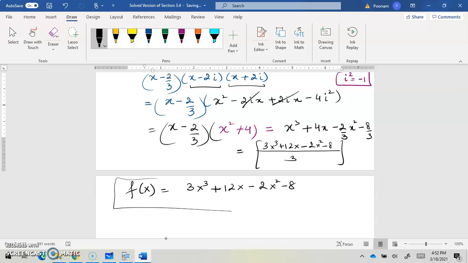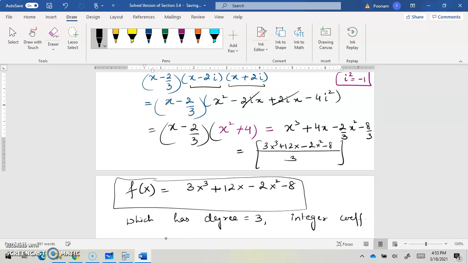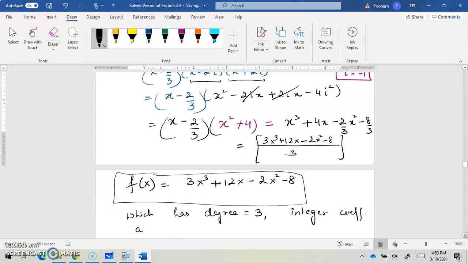So this is one of the functions possible which has degree equal to 3. It has integer coefficients and zeros are 2/3 and 2i and negative 2i.